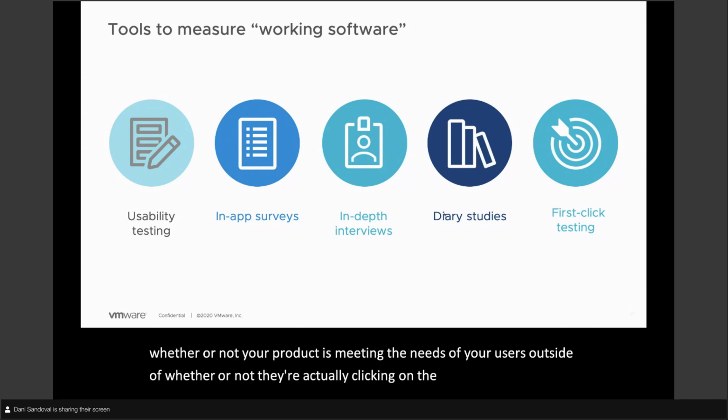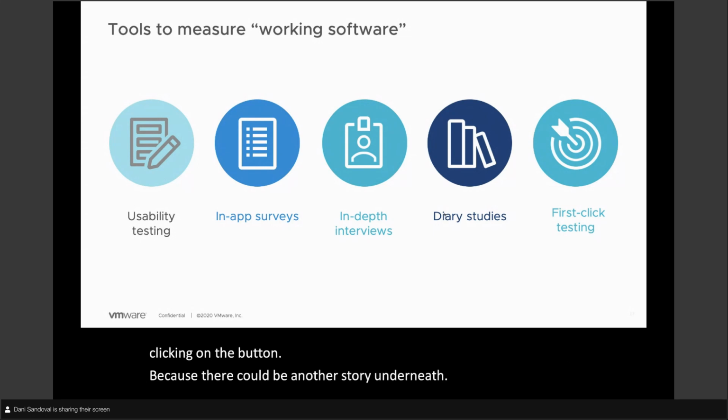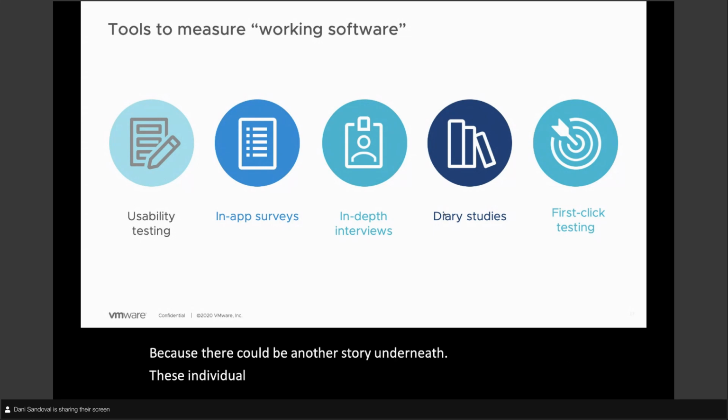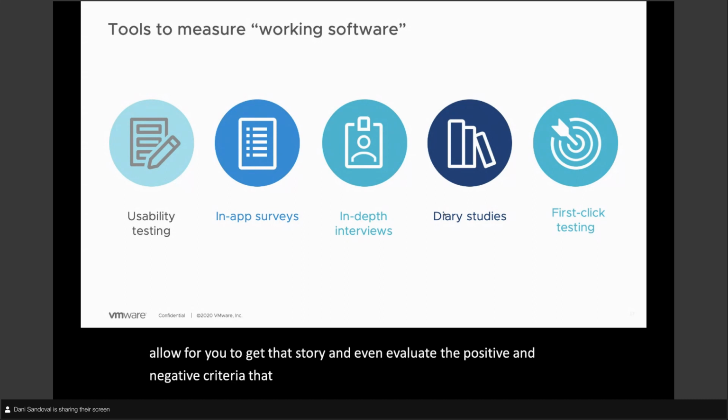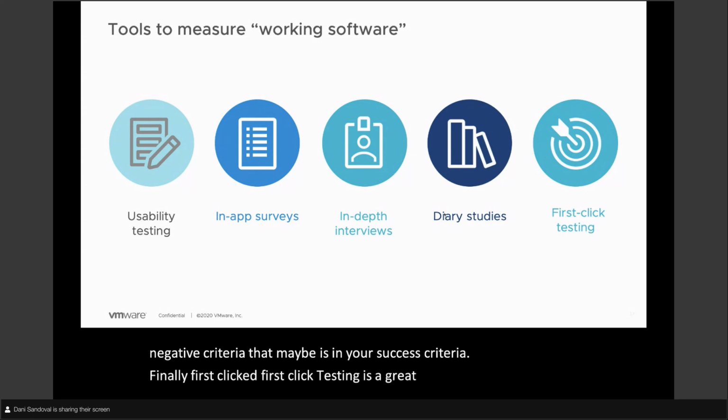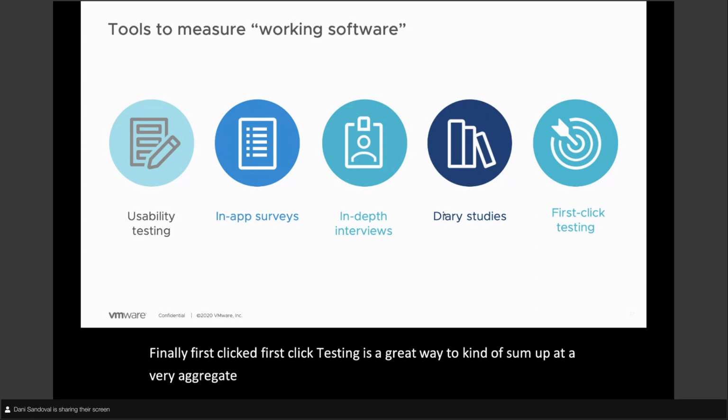Because there could be another story underneath these individual interactions, and these more qualitative measurements allow you to get that story and even evaluate the positive and negative criteria that maybe is in your success criteria. Finally, first click testing is a great way to sum up, at a very aggregate level, some of the things that you might find in a usability test.